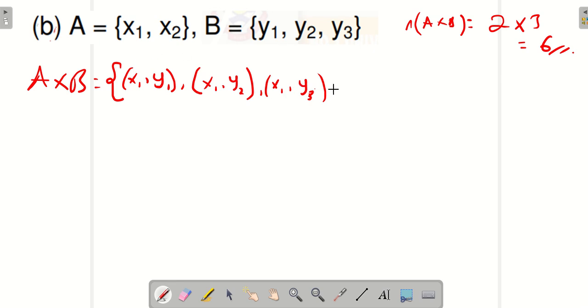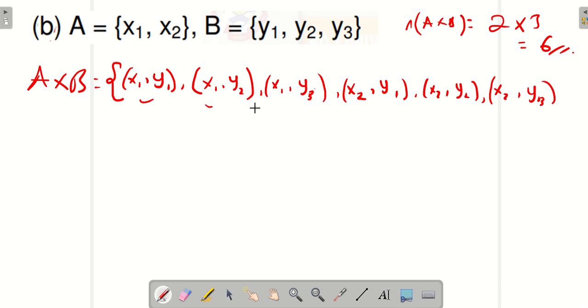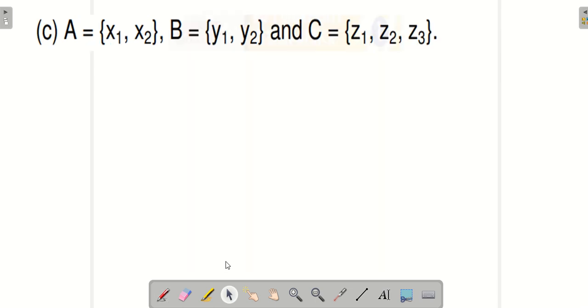We are done with X1. Then we come to X2, Y1. We have X2, Y2. Then lastly, we have X2, Y3. So we have 1, 2, 3, 4, 5, 6. That is exactly what we have here. You may try the last one. Try this last one.